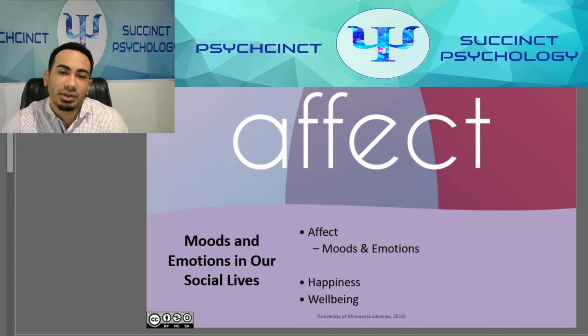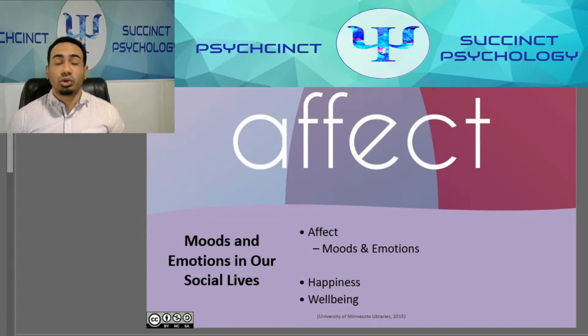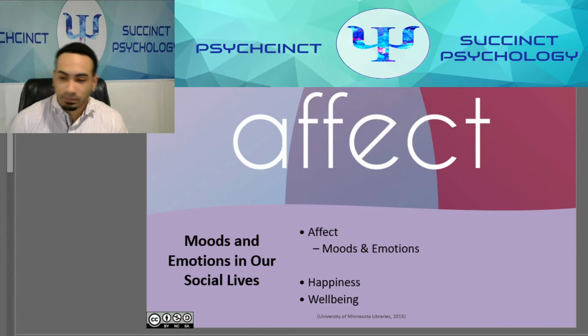So the goal of this chapter is to review the wide influence of affect on our social lives, how we utilize moods and emotions to help us better understand our social worlds, and how those relate to our happiness and well-being. And well-being is just our sense of satisfaction with our everyday experiences.